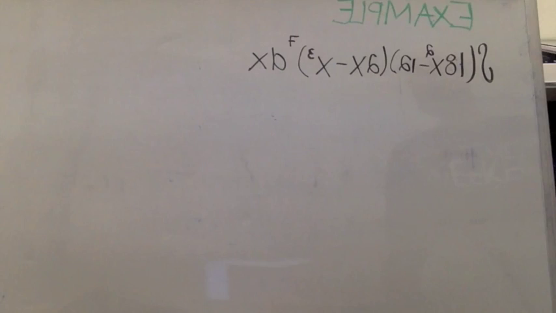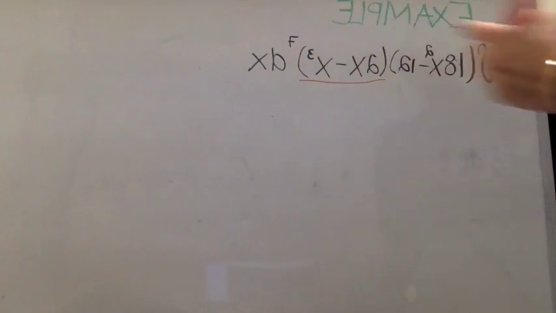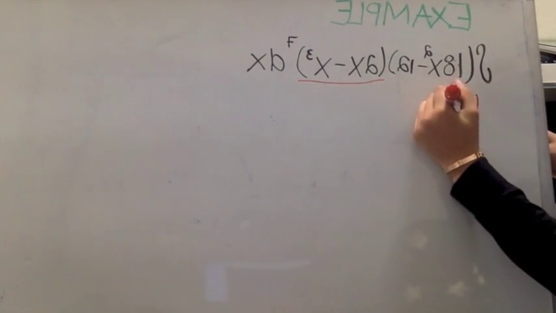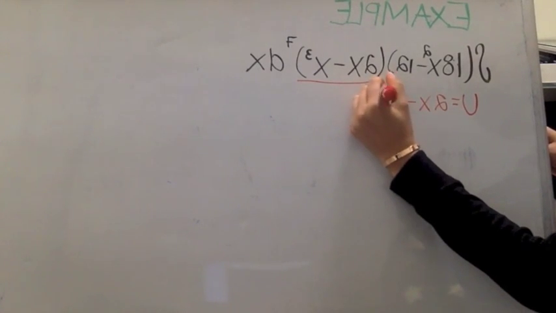Now that we know the steps, we're going to solve an example. So here's the example: 18x squared minus 12 times 2x minus x cubed to the power of 7. So first, we're going to determine which one is our u, that is the one with the highest exponent. In this case, it will be this parenthesis because of the x cubed. So we're going to write u is equal to 2x minus x cubed.